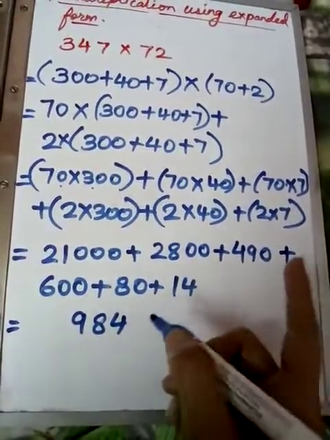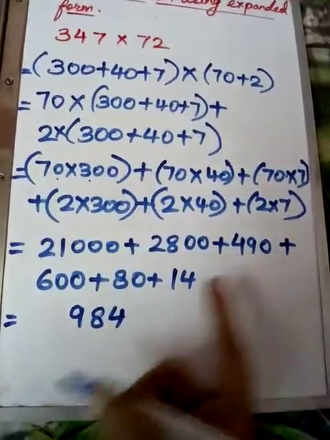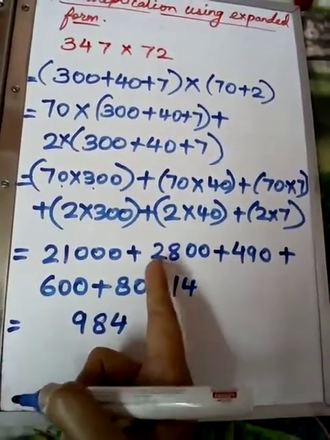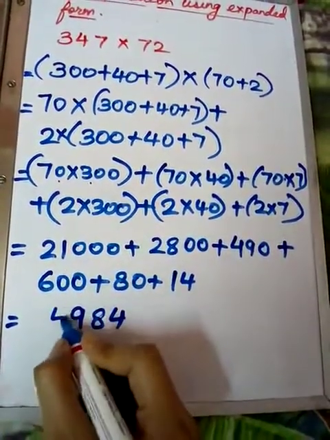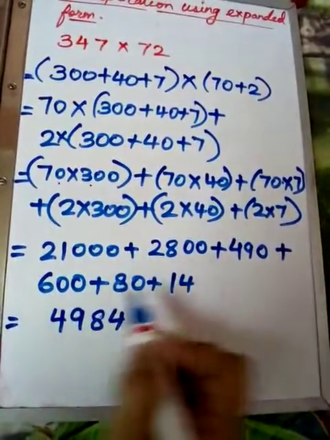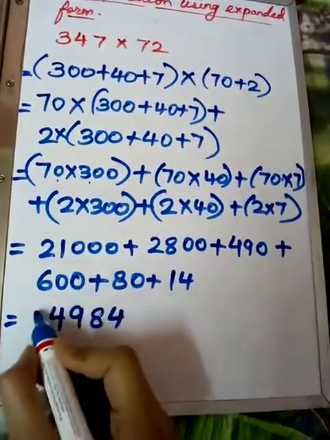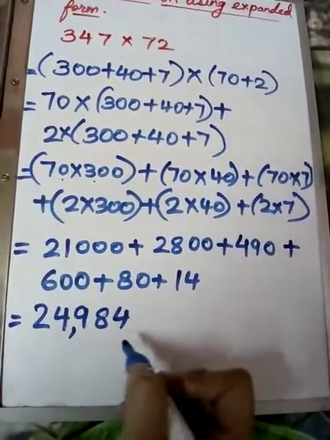What is the 1000 place? The fourth digit from the right hand side. So we have 1 carry, remember. No 1000 place, no 1000 place. Yes, we have the 1000 place. 2 plus 1 is 3. 3 plus 1 is 4. And here at the 10,000 place only one digit is there, and that will come 2. Okay, so the answer is 24,984.